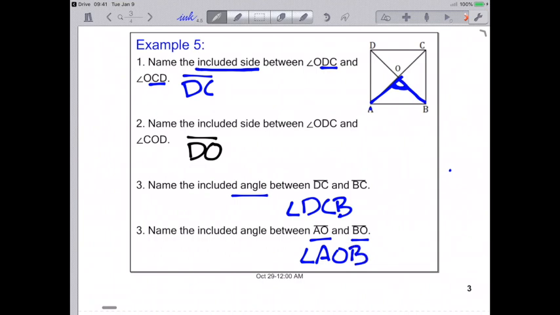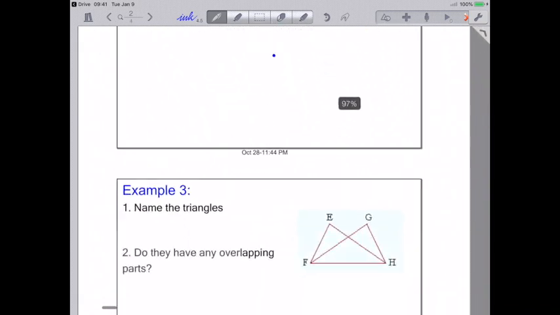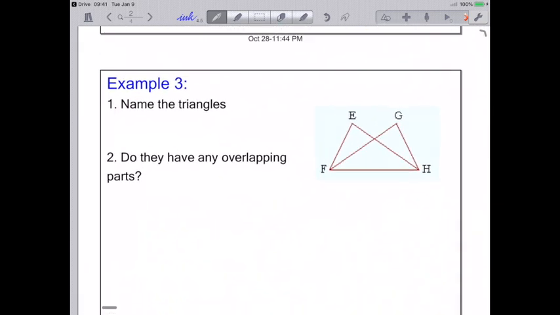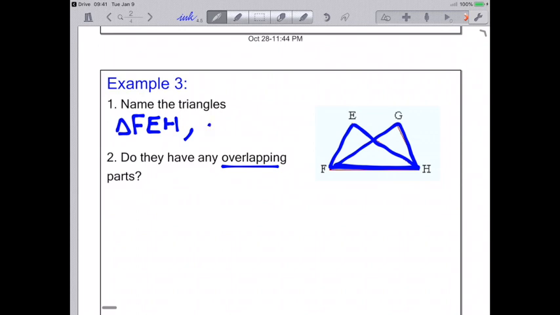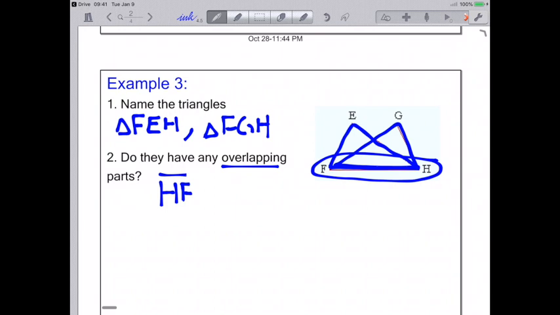So before I get ahead of myself, let's jump back to the example that I skipped, example 3, where we first see some examples of overlapping sides. So we're going to name these triangles. So that includes the letters F, E, and H. So triangle FEH. And then there's this triangle here, triangle FGH. And if you notice, the overlapping part was the segment from H to F. Again, I have to use the bar over that to indicate that it is a line segment.